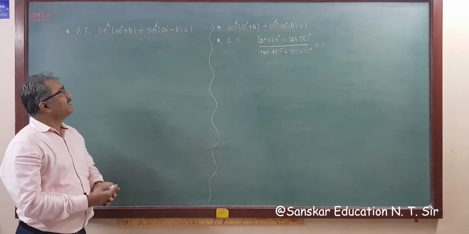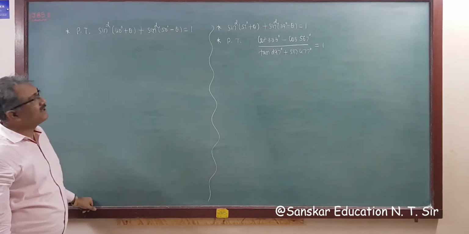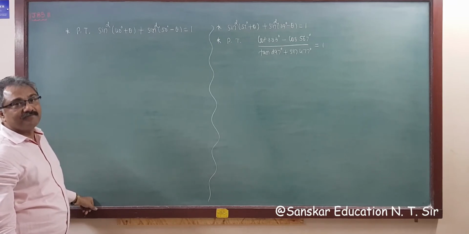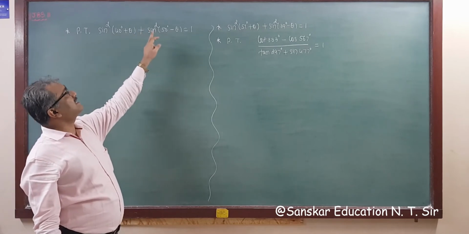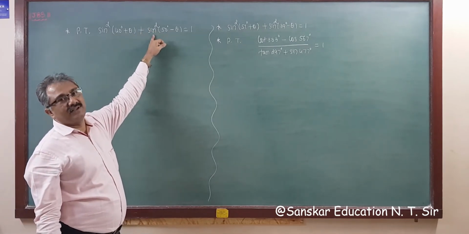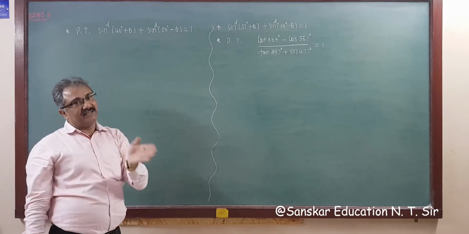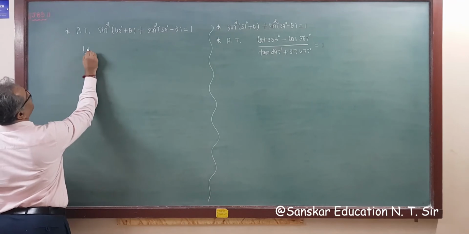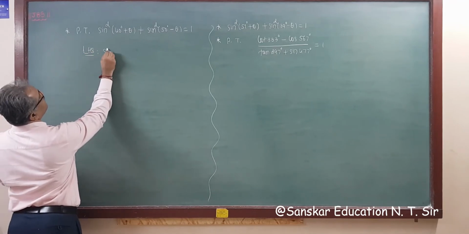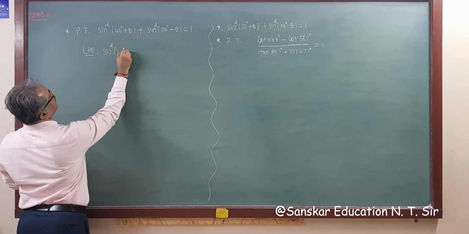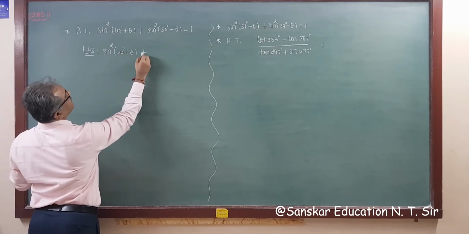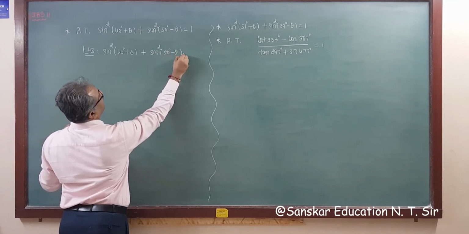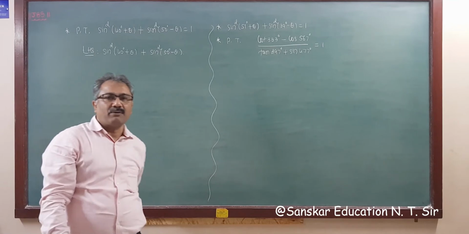So another question: prove that sin square 40 degree plus theta plus sin square 50 degree minus theta is equal to 1. We have the identity sin square theta plus cos square theta is equal to 1. So taking the left hand side, it is sin square 40 degree plus theta plus sin square 50 degree minus theta, this is given, right?